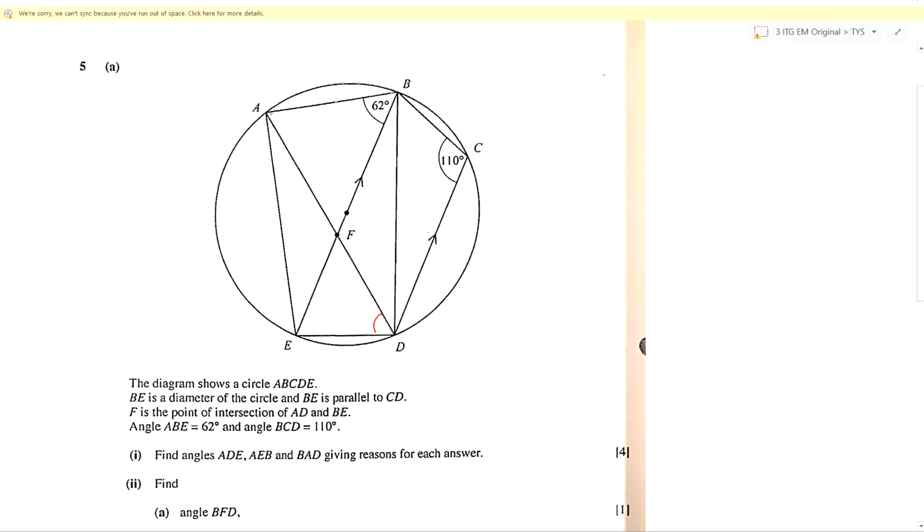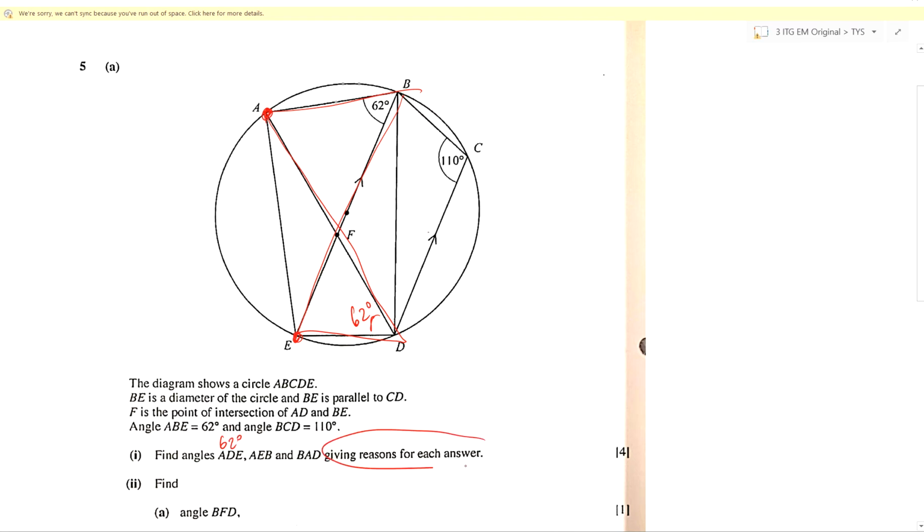So looking at the diagram, we see that we've got angles in the same segment. They all start at points A and end at point E. So these are corresponding angles. Remember this butterfly shape that I told you about? When we see that, we know that we can apply angles in the same segment. So ADE is 62 degrees.